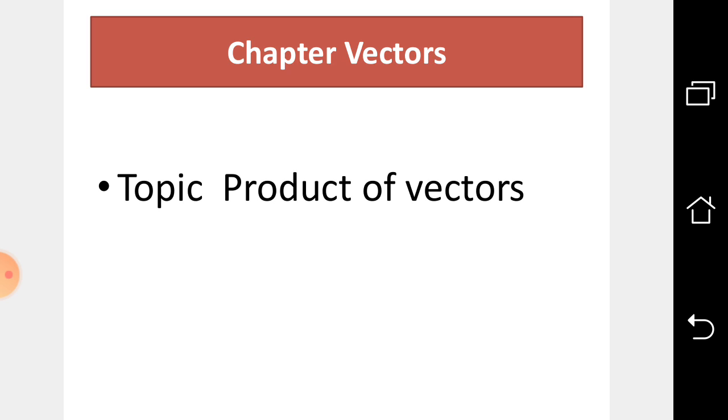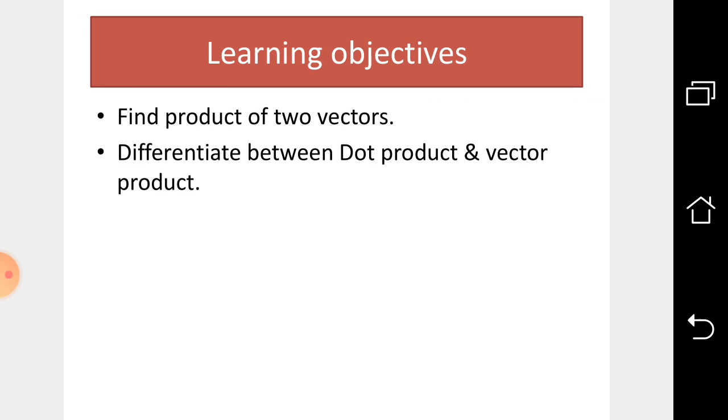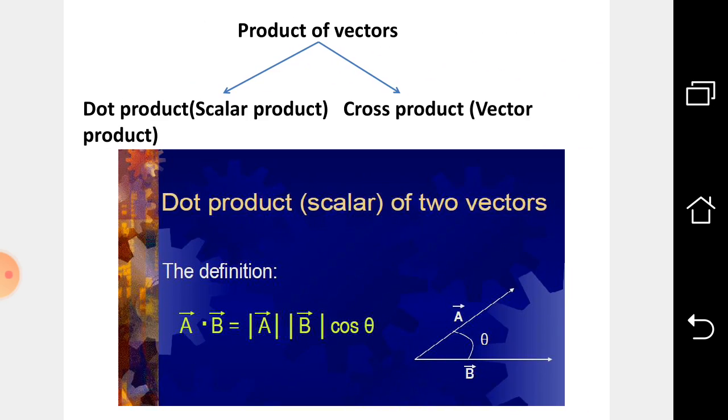Before starting this topic, let us discuss the learning objective. After completion of this topic, you will be able to find the product between two vectors, and you will be able to differentiate between two types of product, that is the dot product as well as the vector product. So let us start this topic. This topic is the product between two vectors.